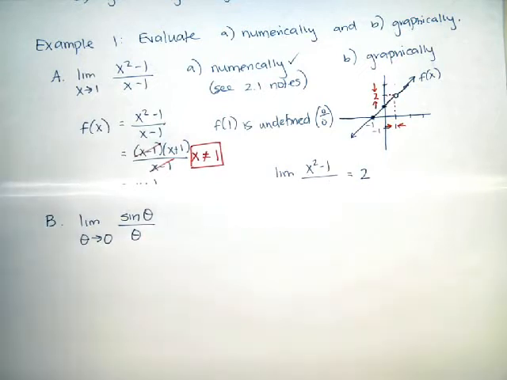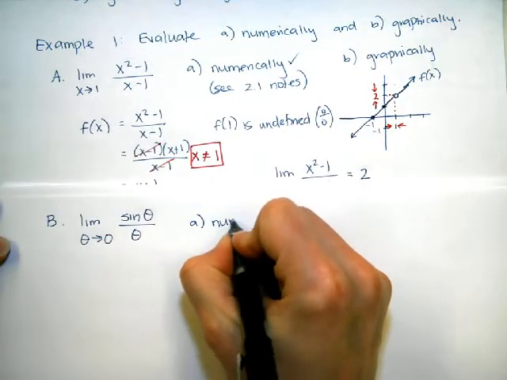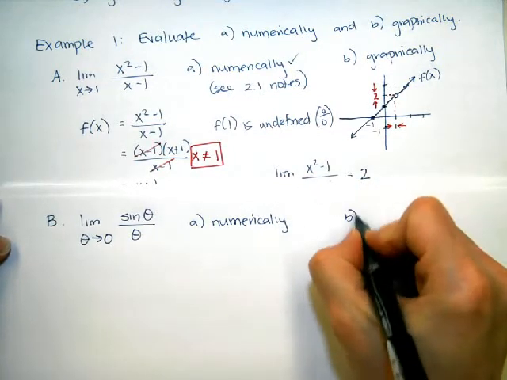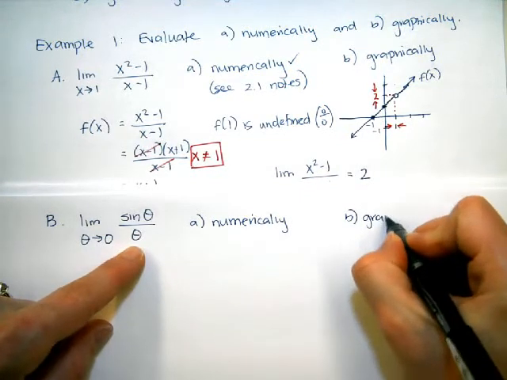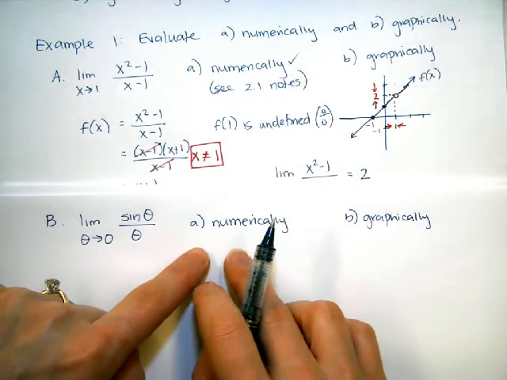All right, so we're going to do this two ways. We're going to look at this numerically and graphically. And the graphical part, I probably don't know what that function looks like, so we're going to go ahead and use our calculator for this. Okay, let's start with the numerical part.